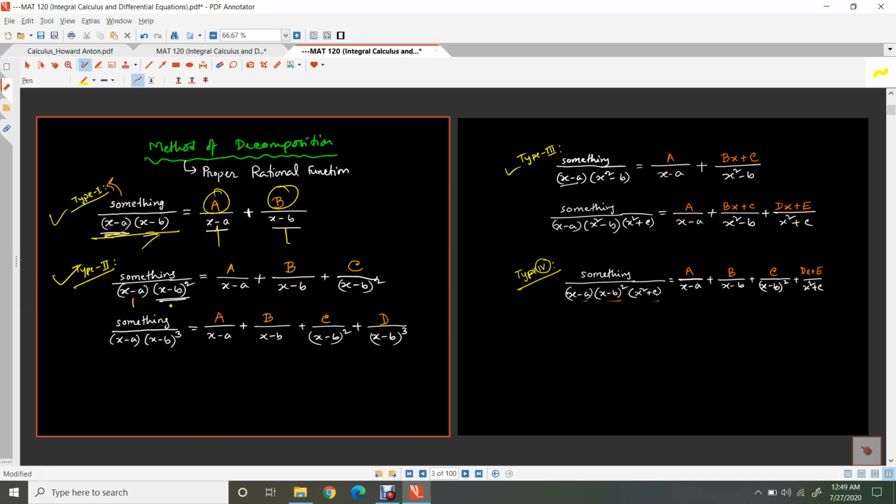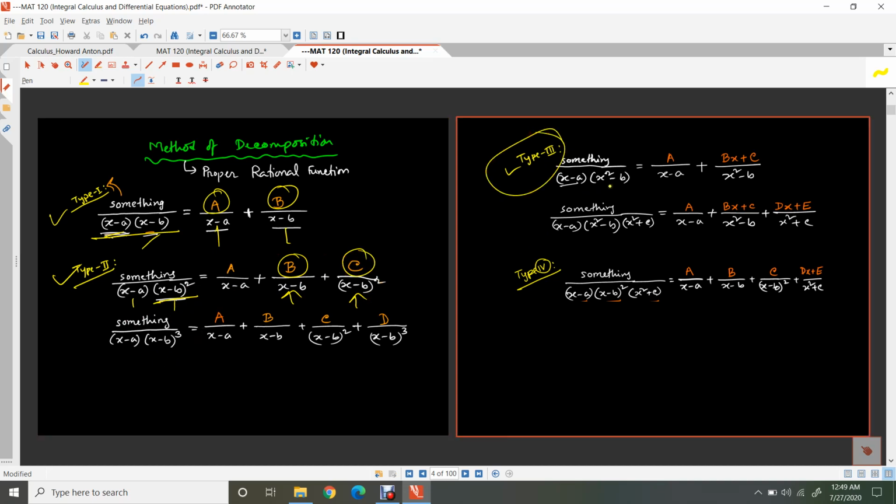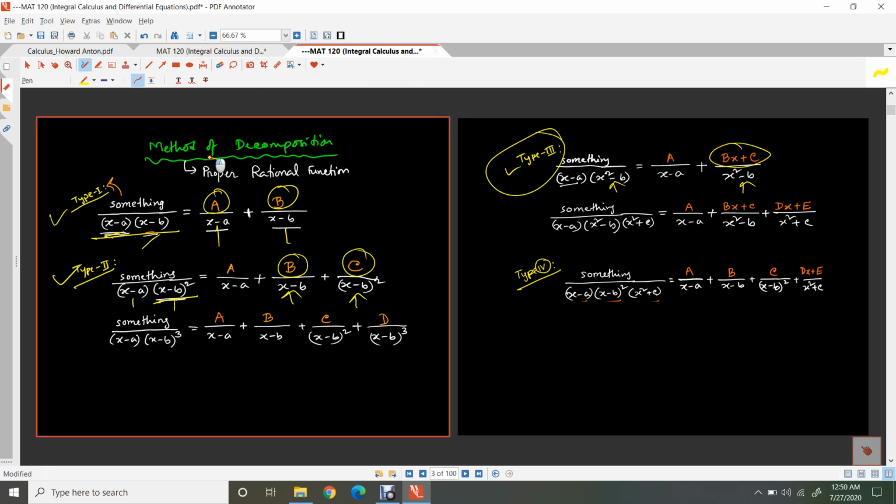If we have suppose x negative b whole squared, then x negative b will come with b, and then x negative b whole squared will come with c. Similarly we have type 3, that means if we have quadratic part here, x squared negative b, so x squared negative b will take bx plus c. Just we are recalling all these things because finally after long division we will get a proper rational function, and we know from last video how we can integrate proper rational function.